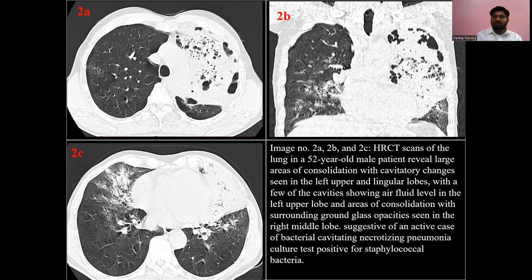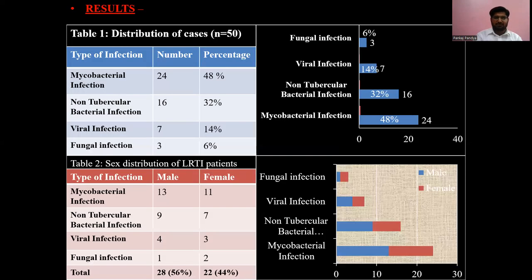with a few cavities showing air-fluid levels in the left upper lobe, and an area of consolidation with surrounding GGO in the right middle lobe, suggestive of an active case of bacterial cavitating necrotizing pneumonia, culture positive for staphylococcal bacterial infection.